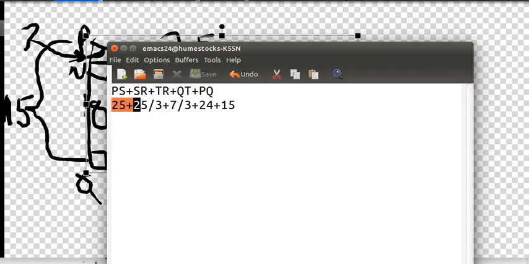First, let's add up all of the integers. 25 plus 24 is 49, plus 15, that's 64. And let's add up the fractions. 25/3 plus 7/3, that's 32/3. Now let's change the fraction into a mixed number. 32/3 is 10 2/3. And 64 plus 10 and 2 thirds is 74 and 2 thirds, because we just add the integer parts, 64 and 10. And 64 has an invisible 0 thirds at the end, so 0 thirds plus 2 thirds is 2 thirds. So that's our answer.